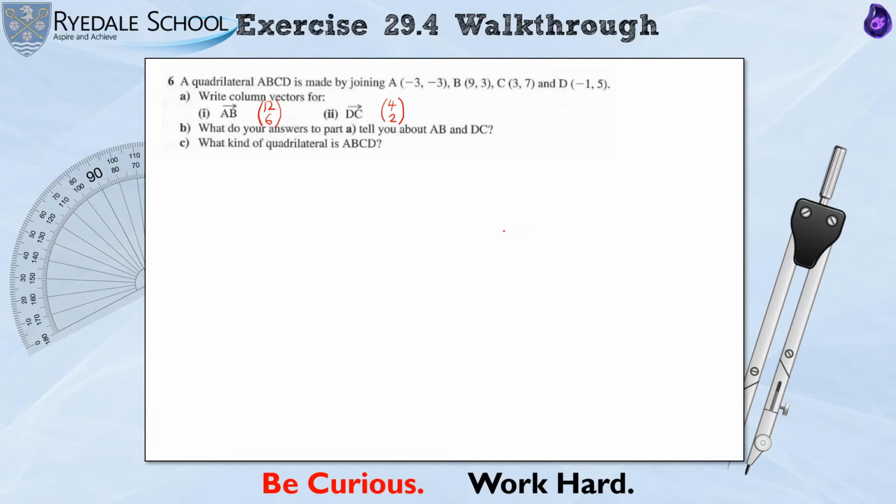Okay, it then says, what do your answers about part A tell you about AB and DC? Well, if you notice, they are actually multiples of each other. If you times this one by 3, you get this one. So they're not the same length, but they are parallel. What type of quadrilateral is this? Well, there's only one type of quadrilateral that has parallel sides of different lengths, and that is a trapezium.